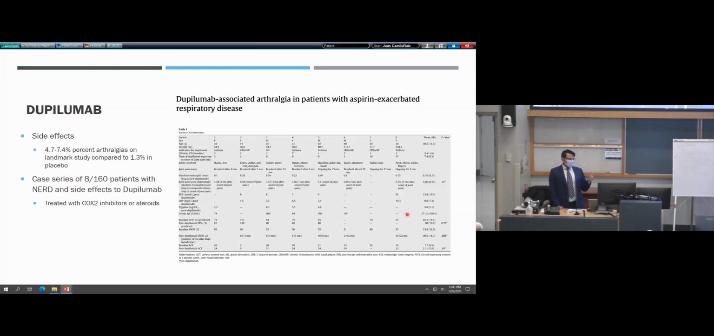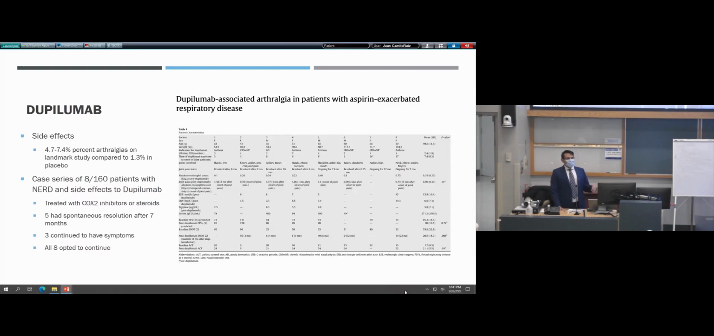They were treated with COX-2 inhibitors and steroids, and 5 had a spontaneous resolution, so the symptoms went away, but 3 continue to have symptoms. But all of them continue to stay on dupilumab because it's helped them so much with their NERD. Now, there are several unknowns in this. One is that these patients were not seen by rheumatology, so there was no formal assessment. One of them had an elevated ANA, but not all of them were checked for that. And there was an increased eosinophilia in some of them. So I think we're still not sure why this is happening.